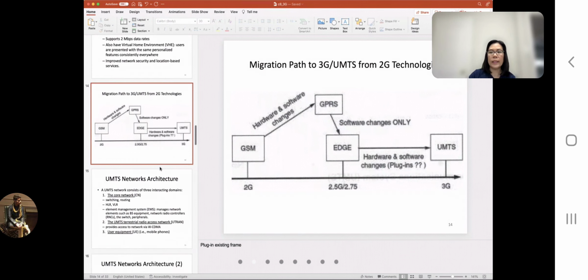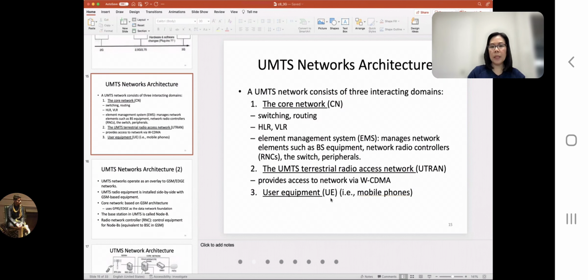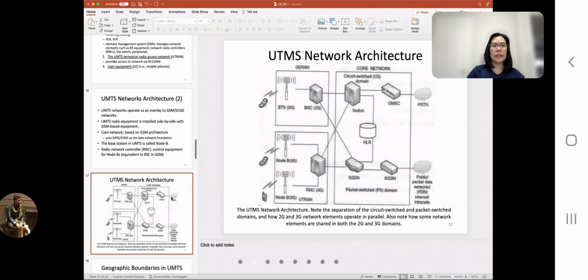All right, so now we'll talk about the UMTS network architecture. It consists of three interacting domains. One is the core network. The second part is the UMTS terrestrial radio access network, or they call it UTRAN, and it provides access to the network using wideband CDMA. We'll see the diagram later. And then we have the user equipment, which is mobile phones.